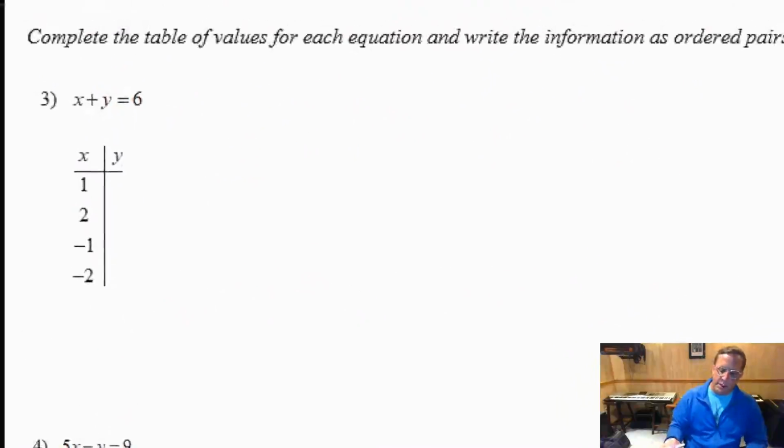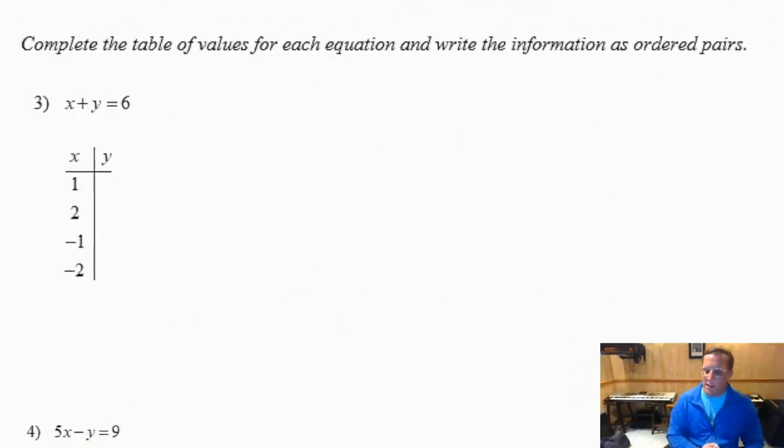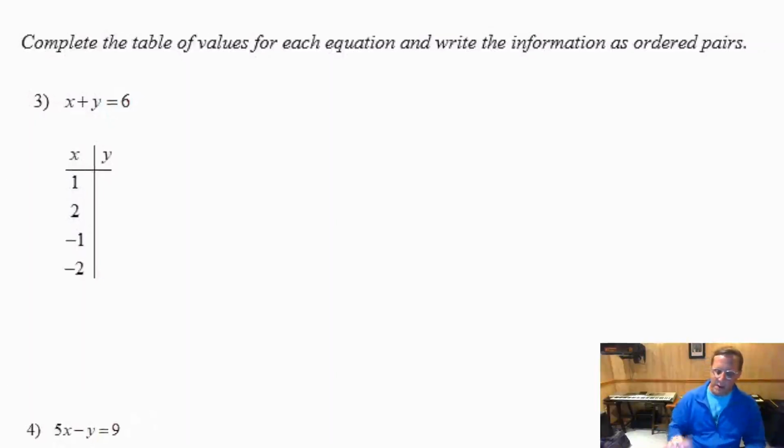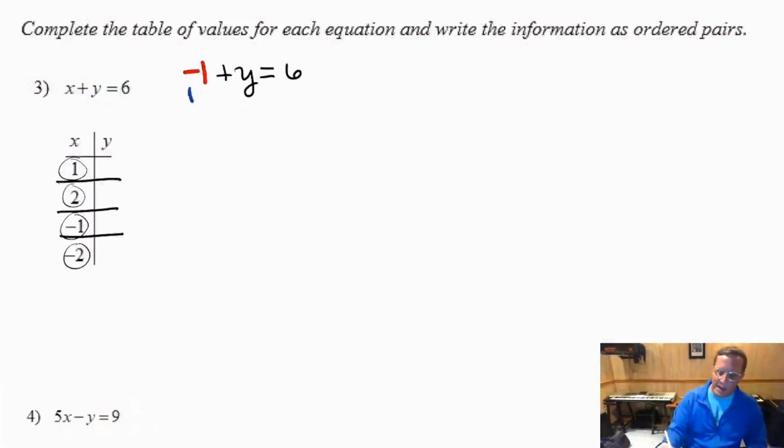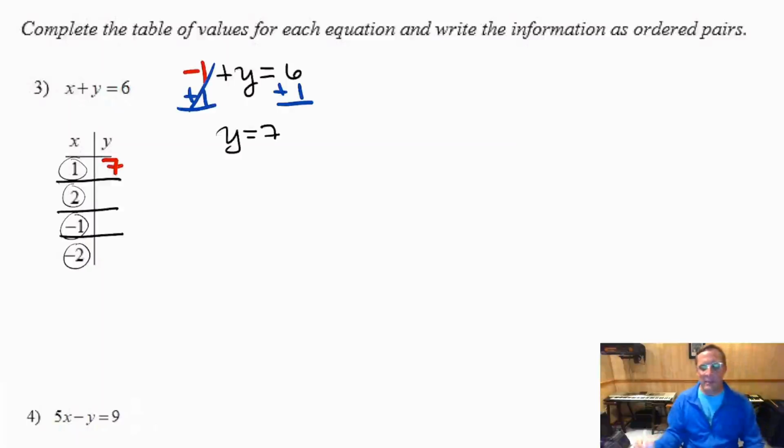Okay, so for number 3, it says complete the table of values and then write the information as ordered pairs. So for number 3, we need to figure out these values. So we already have some x's predetermined for us. So we're going to put those values in. So we're going to do -1. -1 plus y equals 6. So when you do that, we're going to add 1 to both sides. Add 1, and you get y equals 7. So there's your dependent value.